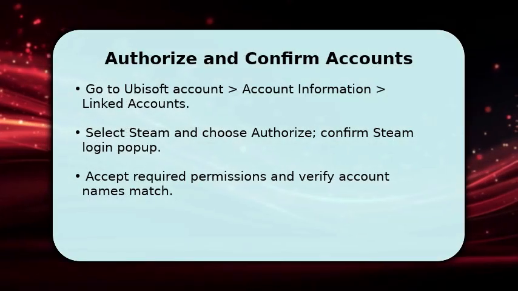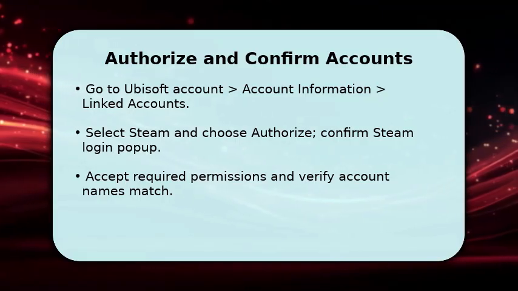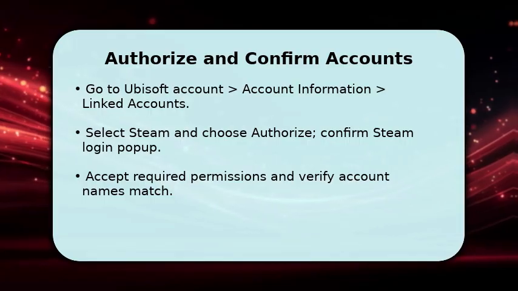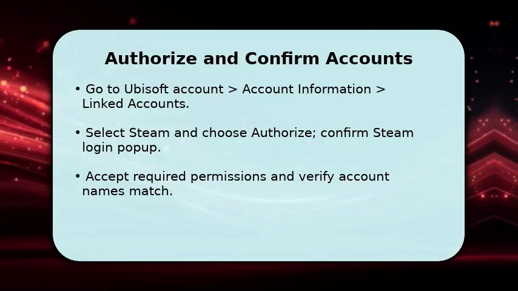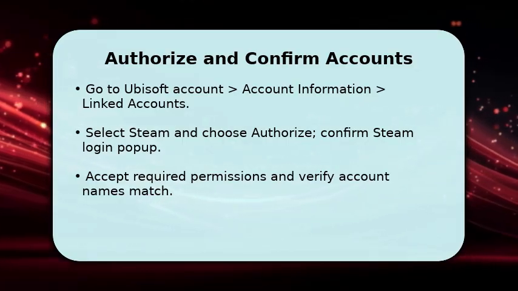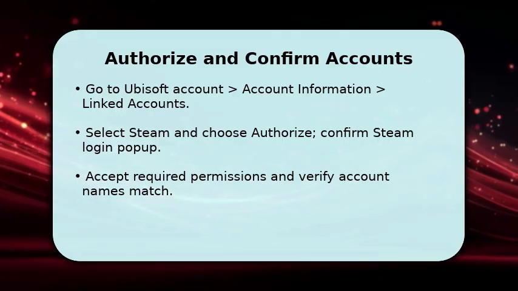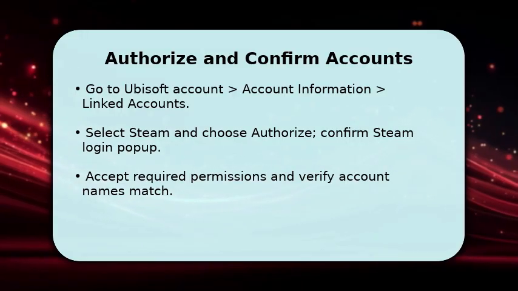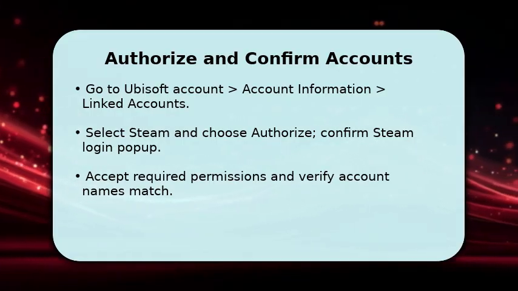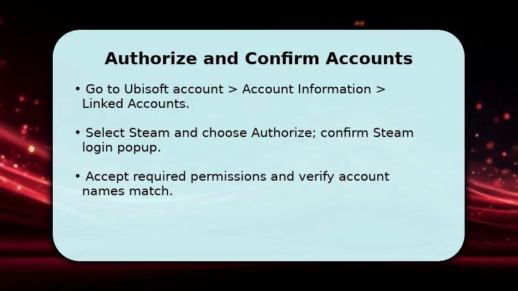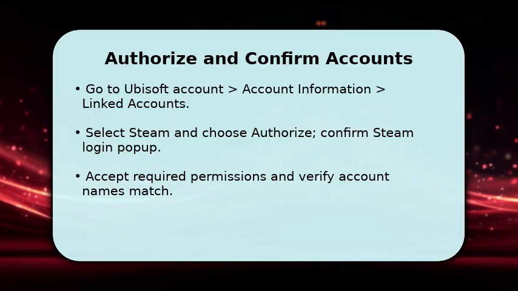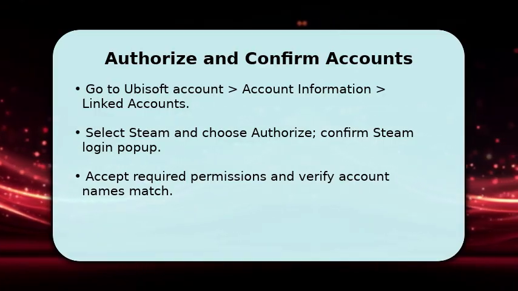You now go to your Ubisoft account settings and open linked accounts to start authorization. Click the Steam option and a Steam login or authorization pop-up appears. Log in or confirm that pop-up immediately. Pay attention to the Steam account name shown. It must match the Steam client you opened earlier to avoid linking the wrong account. Accept permissions Ubisoft requests. These let games and entitlements transfer. Once accepted, wait for the success message, then double-check both clients show the link status.